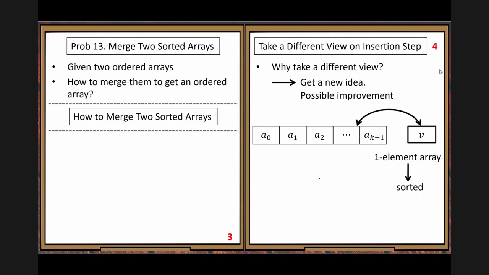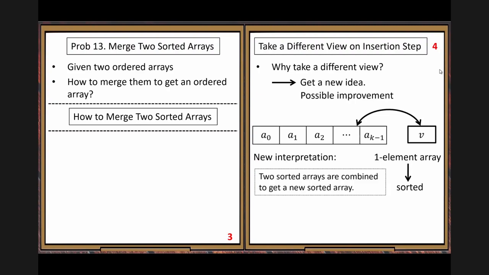With experience in the insertion step, now we need to extend it to the new merge step. That's what we need to do. So our new interpretation: two sorted arrays are combined to get a new sorted array. The merge step is very similar to the insertion step, but we need to modify it a little bit to cover the more general case.